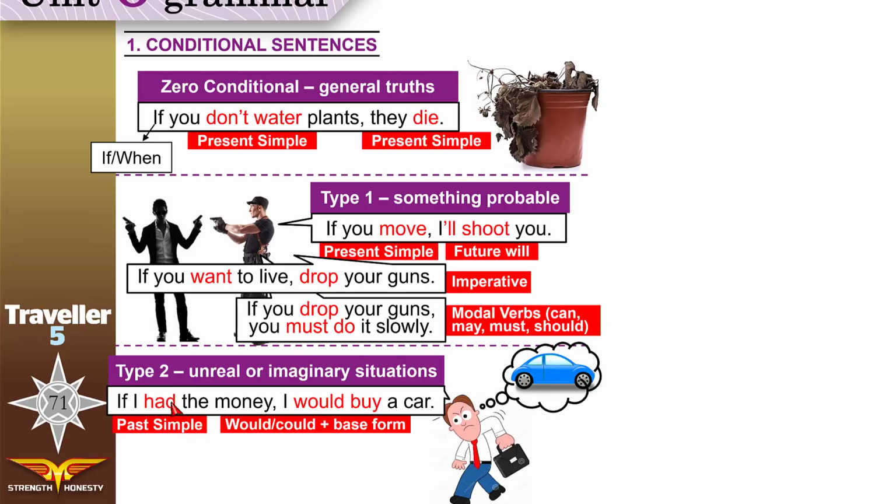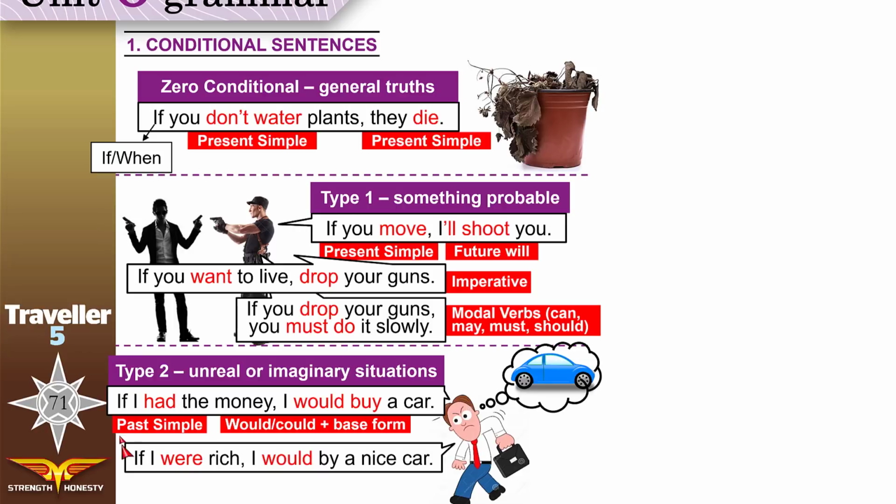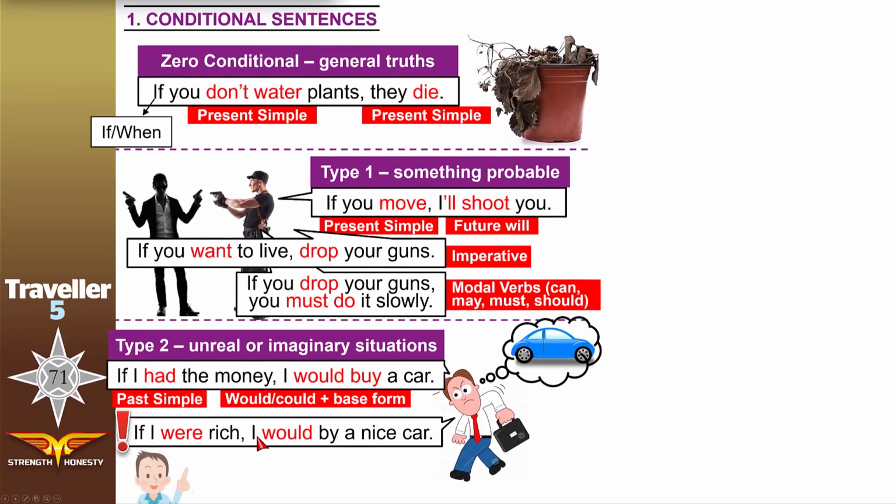If you use an adjective like rich, you say, if I were rich. If I were, not if I was. Usually, with I, we use was, right? I was. But in conditional sentences type 2, if the situation is imaginary or unreal, you always use were. With I, he, she, it, you, we, they, with all of them, use were. Always were. If I were rich.